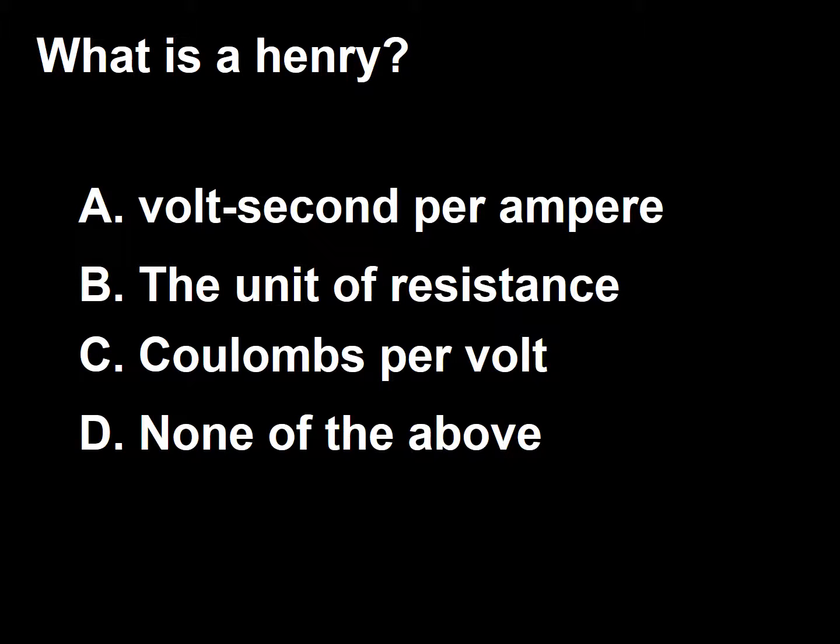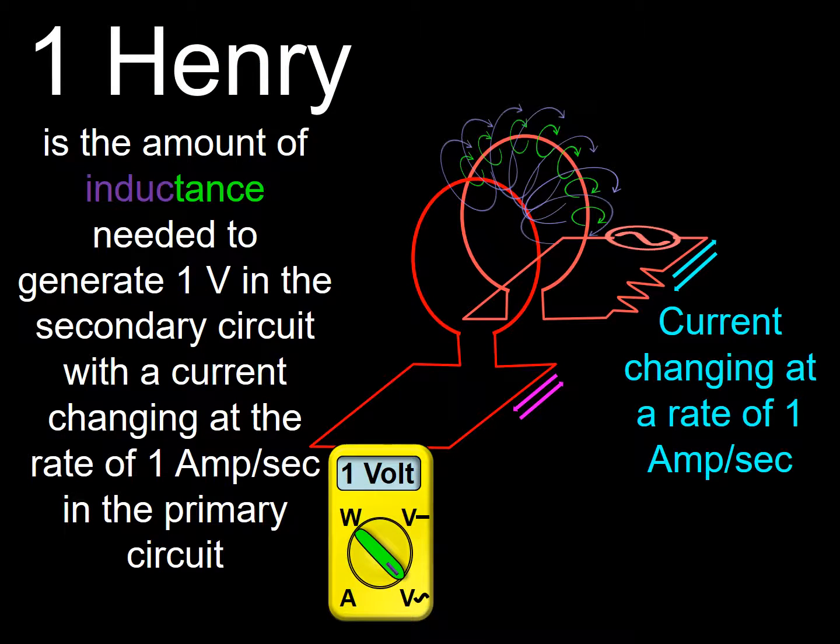Next question. What is a Henry? A. Voltage second per ampere. B. The unit of resistance. C. Coulombs per volt. D. None of the above. The Henry is the unit of inductance. We can think of it as we think of a farad for capacitance.